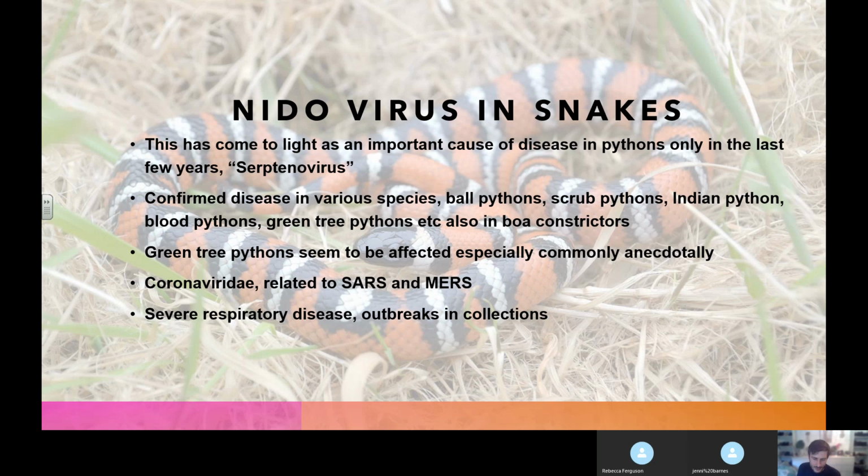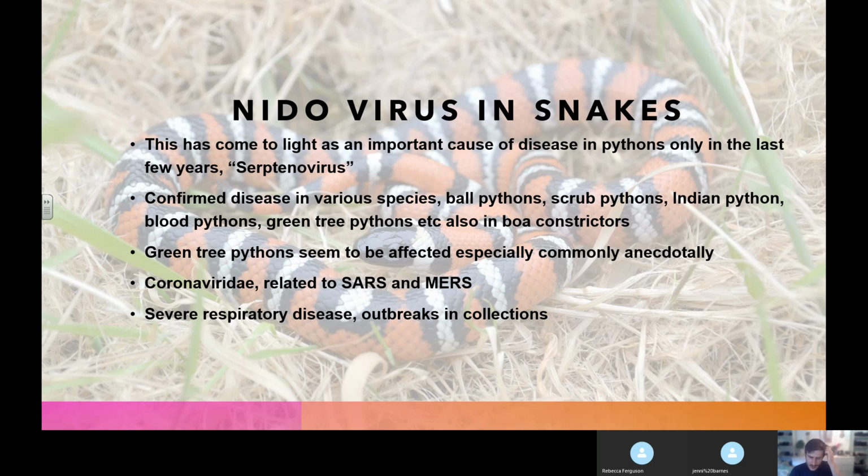Maybe slightly longer than that, but it's a very recent discovery, but potentially this is something that's been causing us problems for a long time. It's, again, a virus that predominantly affects boids, and this one is particularly common in pythons, and actually boas are affected to a lesser extent. And the flagship species of nidovirus is the green tree python, I would say.